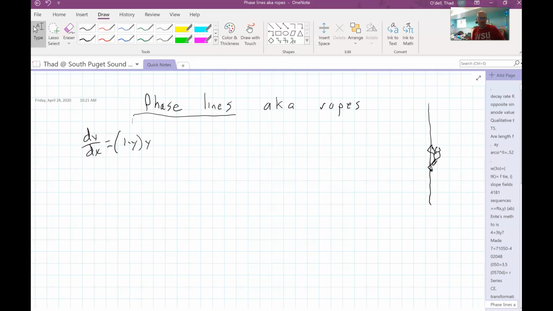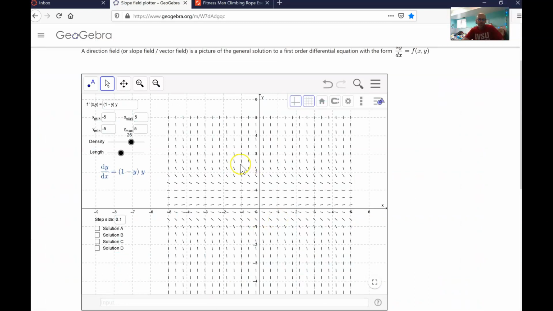So phase lines are based on an idea that we talked about, actually in class a little bit, but I pointed it out in the videos too. If we hop over here to a slope field of this same equation, the differential equation is (1 minus y) times y, and here's the slope field. When it's an autonomous equation, we notice that within the slope field, every horizontal line has the same slope.